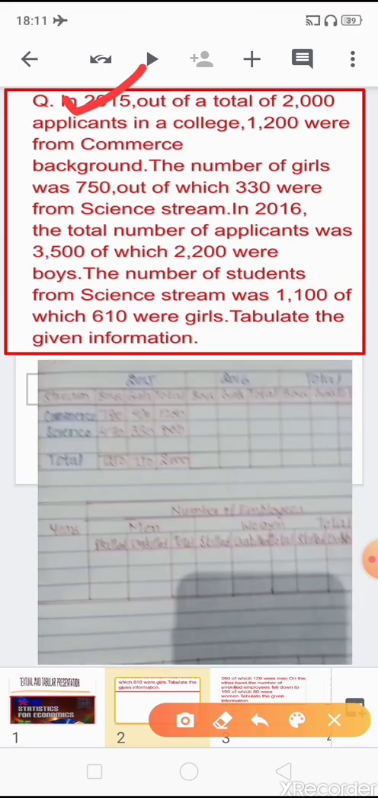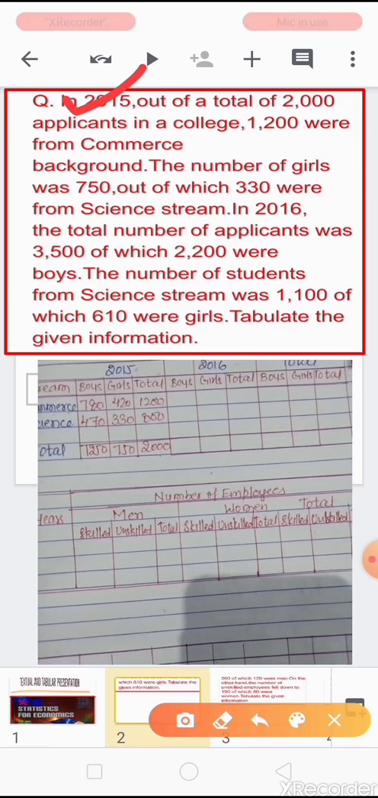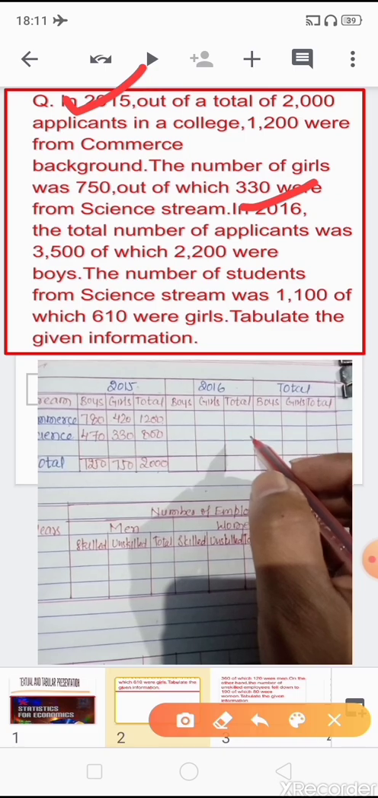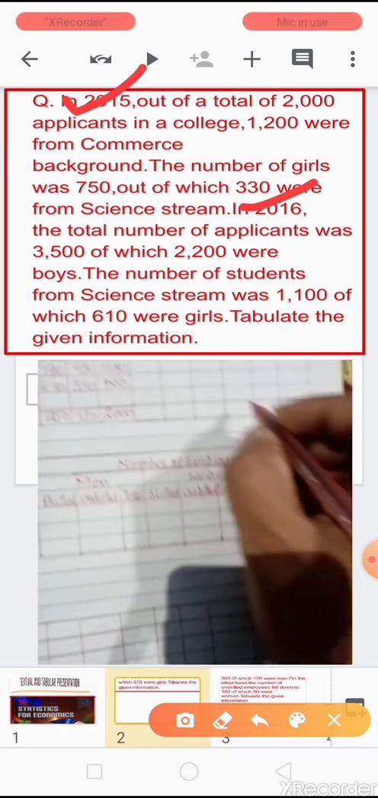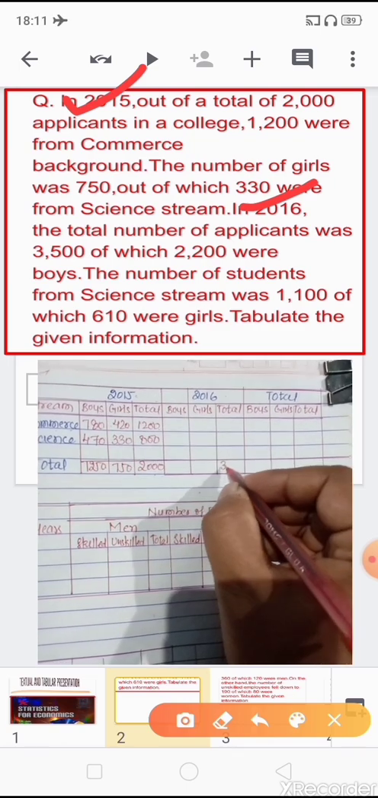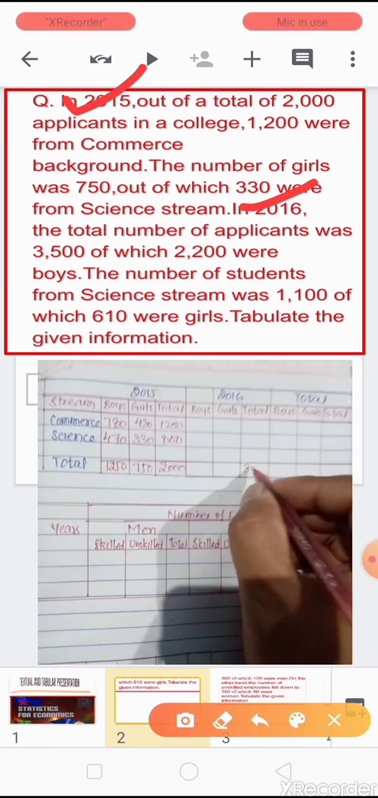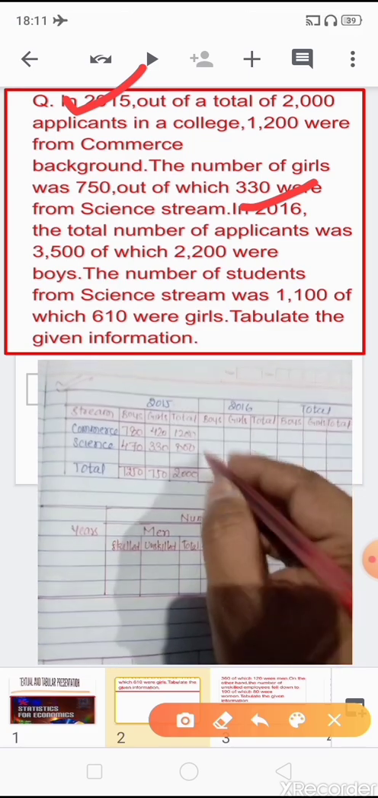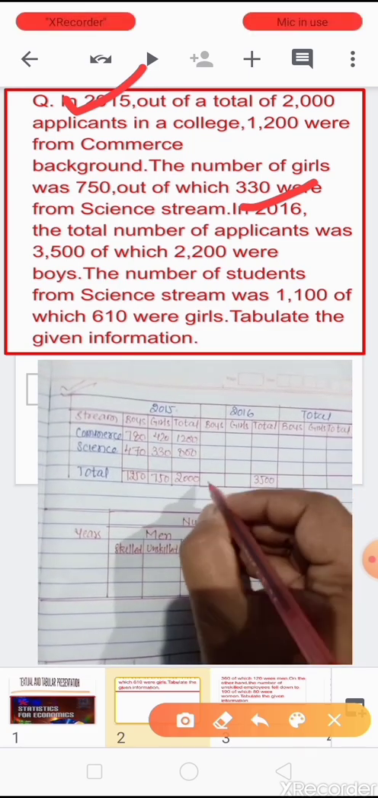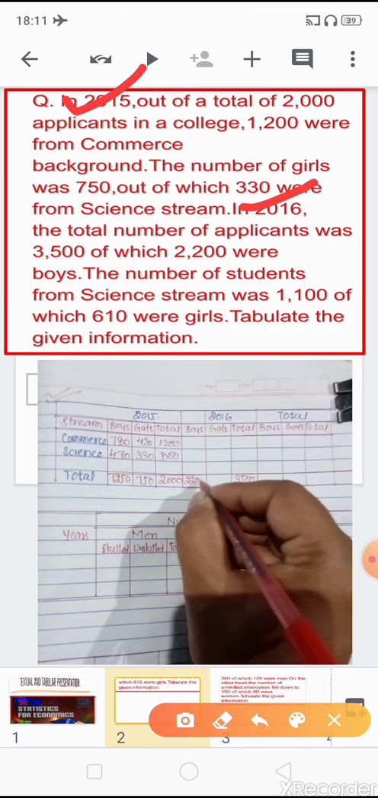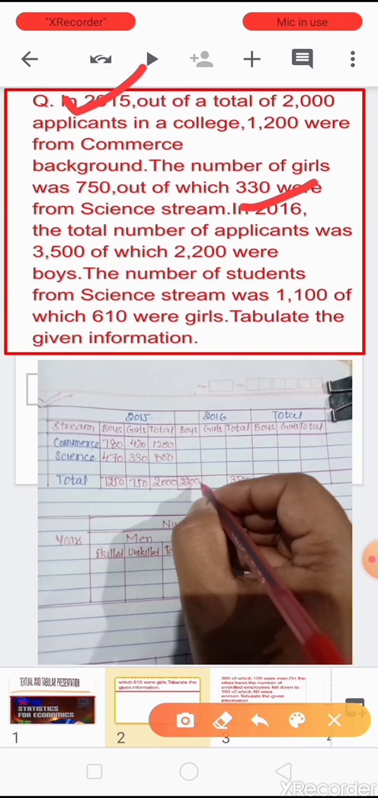So now we'll see for the year 2016. So children, in 2016, what it is saying is that the total number of applicants were 3,500. So in the year 2016, total applicants were 3,500. Then the total number of boys, their total is 2,000.